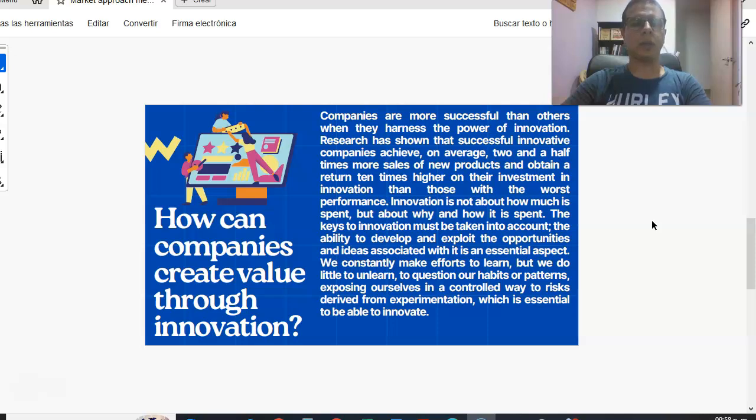How can companies create value through innovation? Companies are more successful than others when they harness the power of innovation. Research has shown that successful innovative companies achieve on average 2.5 times more sales of new products and obtain a return 10 times higher on their investment in innovation than those with the worst performance.